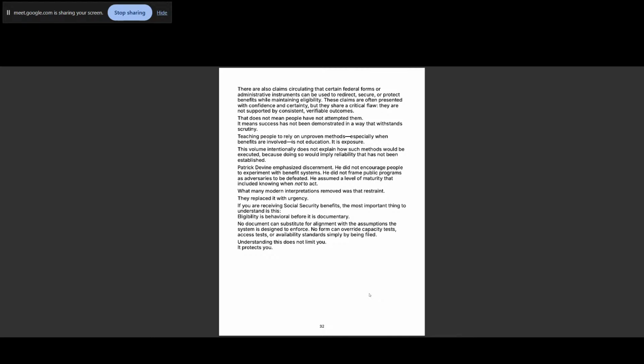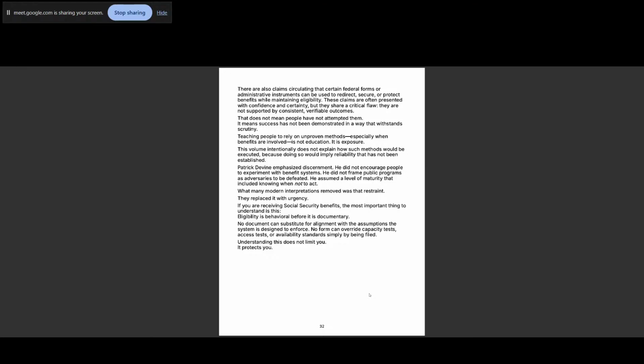He did not encourage people to experiment with benefit systems. He did not frame published programs as adversaries to be defeated. He assumed a level of maturity that included knowing when not to act. What many modern interpretations removed was that restraint. They replaced it with urgency.